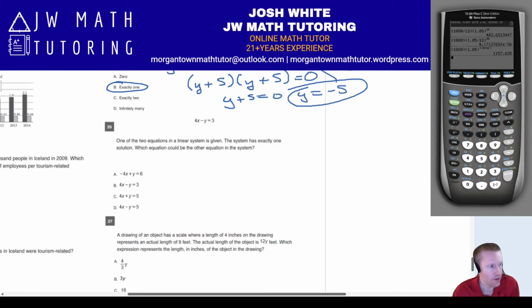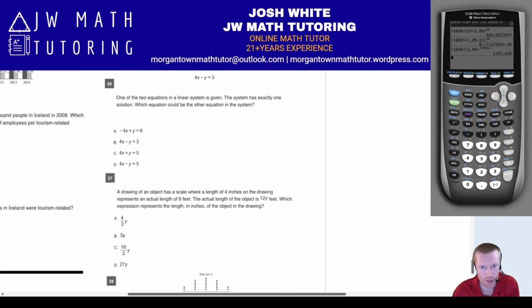Below that, we have problem number 26. Here you are given one equation in a system of linear equations. It tells you that the system has exactly one solution, and then it asks which one could be the other equation in the system. So there are multiple ways that you could approach this.